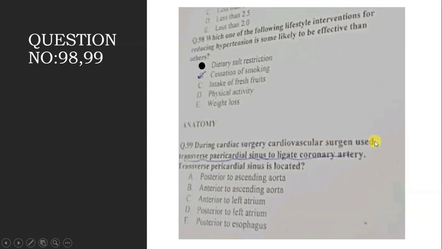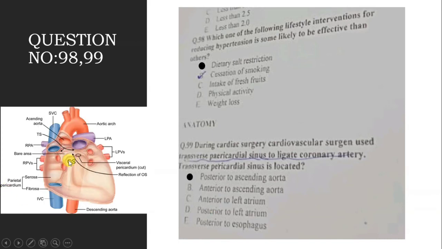During cardiac surgery, the cardiovascular surgeon uses the transverse pericardial sinus to ligate the coronary artery. The transverse pericardial sinus is located: posterior to the ascending aorta, anterior to the ascending aorta, anterior to the left atrium, posterior to the left atrium, posterior to the esophagus. So the transverse pericardial sinus is located posterior to the ascending aorta.